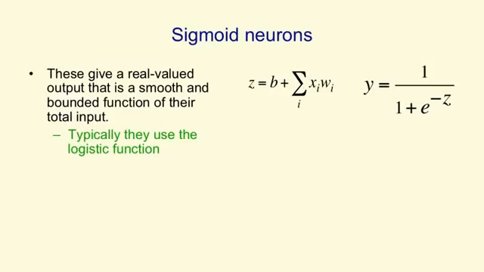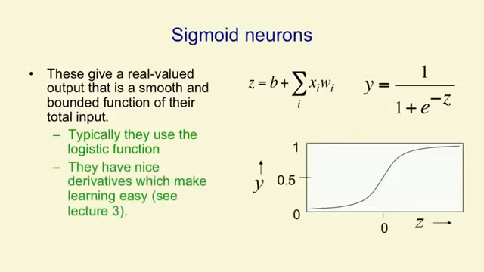If the total input's big and positive, e to the minus a big positive number is 0, and so the output will be 1. If the total input's big and negative, e to the minus a big negative number is a large number, and so the output will be 0. So the input-output function looks like this. When the total input is 0, e to the minus 0 is 1, so the output's a half. And the nice thing about a sigmoid is it has smooth derivatives. The derivatives change continuously, and so they're nicely behaved, and they make it easy to do learning, as we'll see in lecture 3.